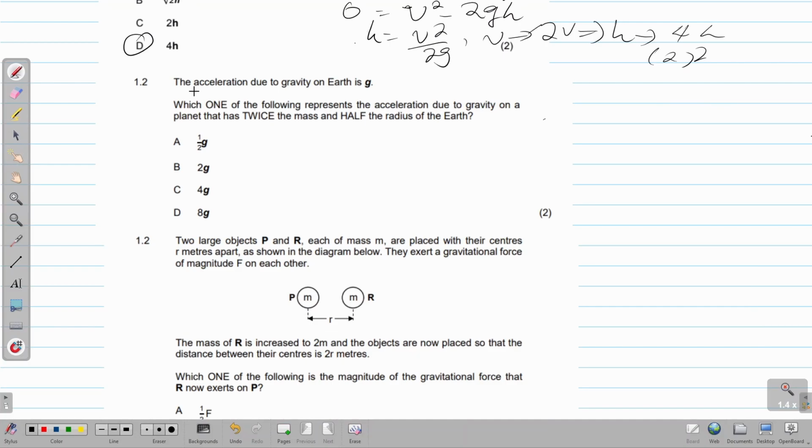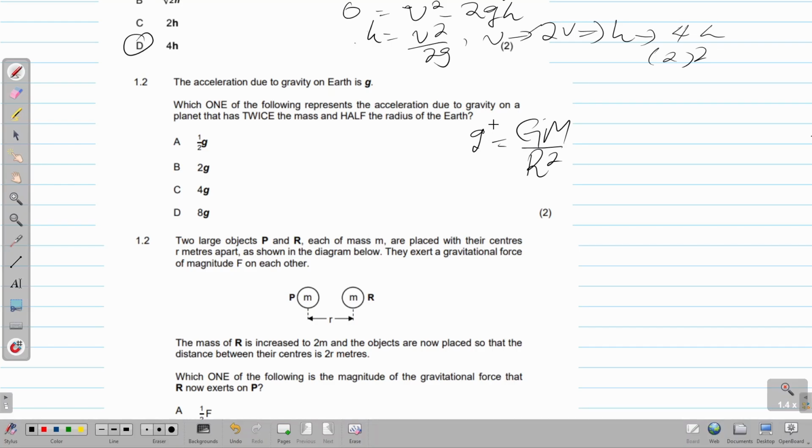Another 1.2. The acceleration due to gravity on planet Earth is g. Which one of the following represents the acceleration due to gravity on a planet that has twice the mass and half the radius of planet Earth? The equation here is g is equal to G M over the square of the radius.